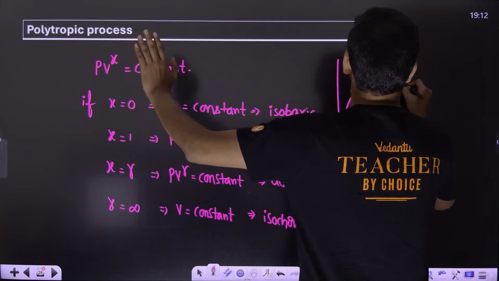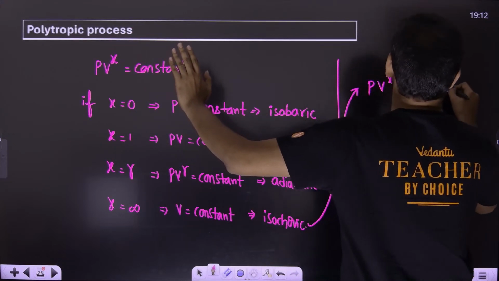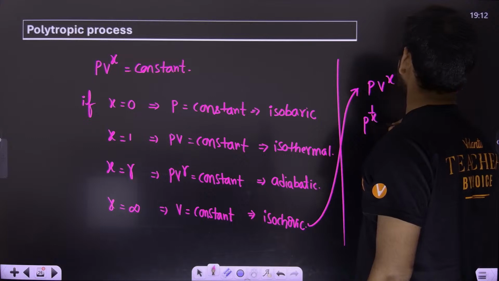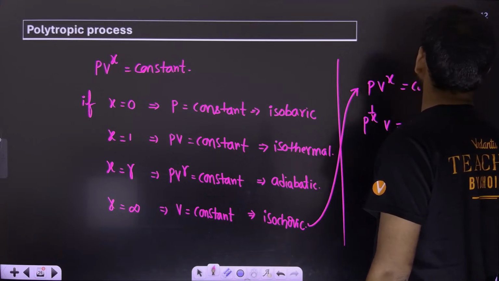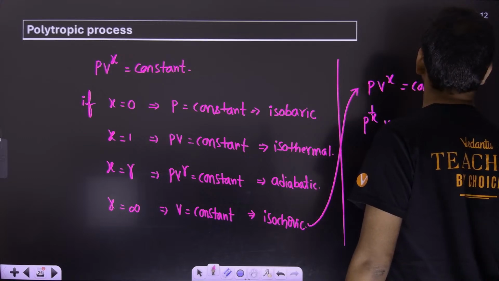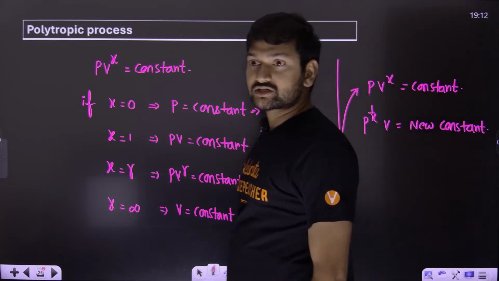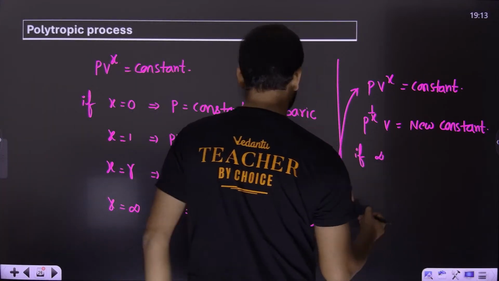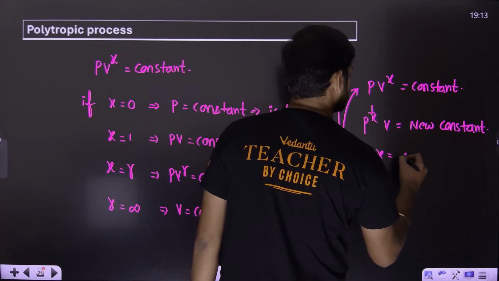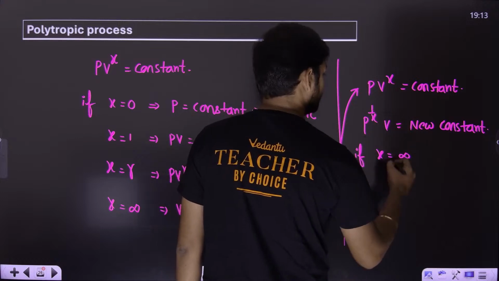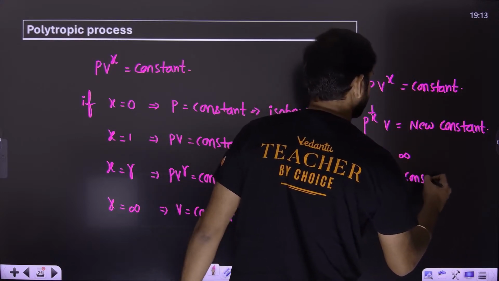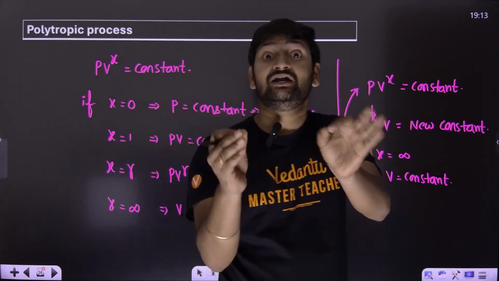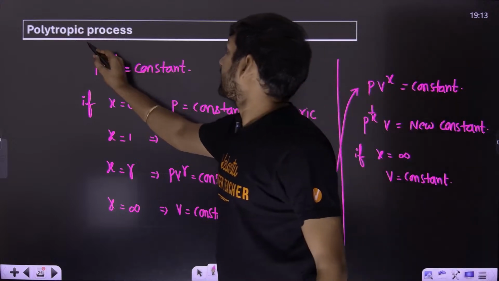See, PV power X is equal to constant, right? So what I'll do is, I'll take a power of 1 by X on both sides. Then P to the power 1 by X times V is going to be some new constant, right? Look, if X is infinity, then P to the power 0 will be there. As a result, V is going to be constant. That is what I have written over here. So the four processes which we were dealing with till now are hidden in this or not?